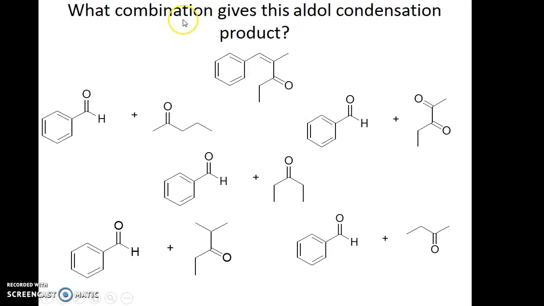What combination of reagents give this aldol condensation product? Remember to back this up. What we have to do is chop this in half here. So I'm going to look for this ketone, which is going to be 3-pentanone, and I'm going to look for this carbonyl, which would be benzaldehyde. Now, where do I see this? Here I see 3-pentanone, and here I see benzaldehyde. So these are the reagents I'm looking for.